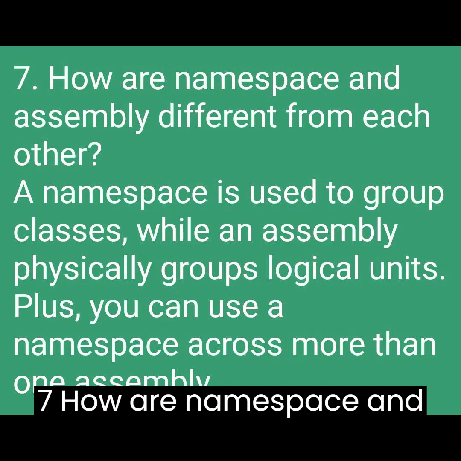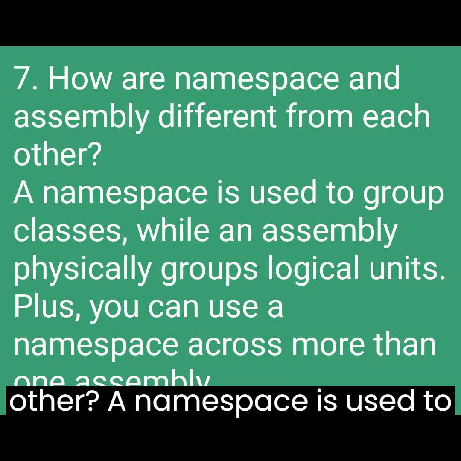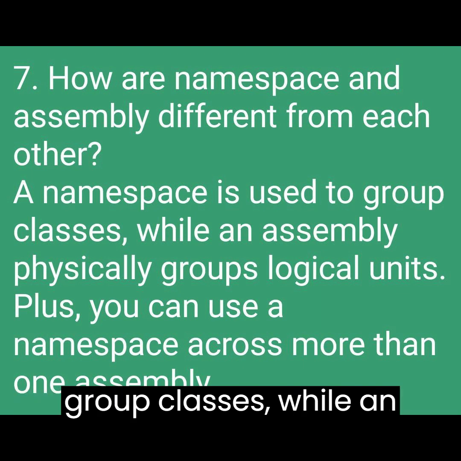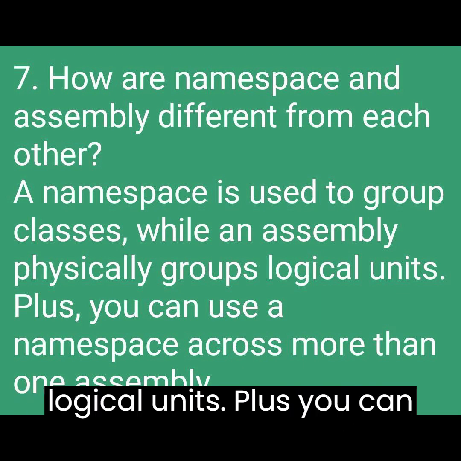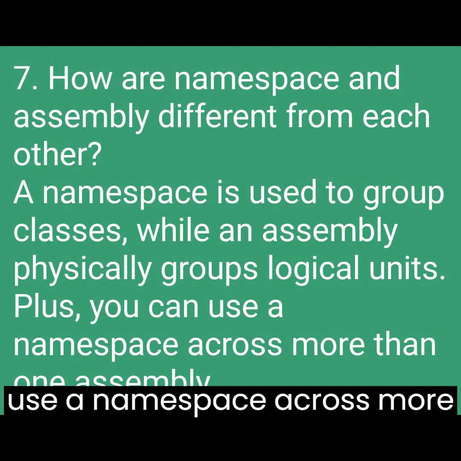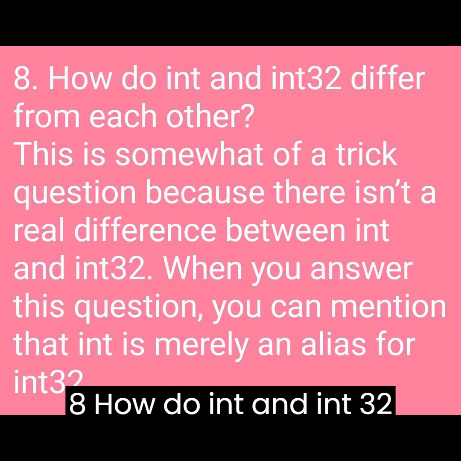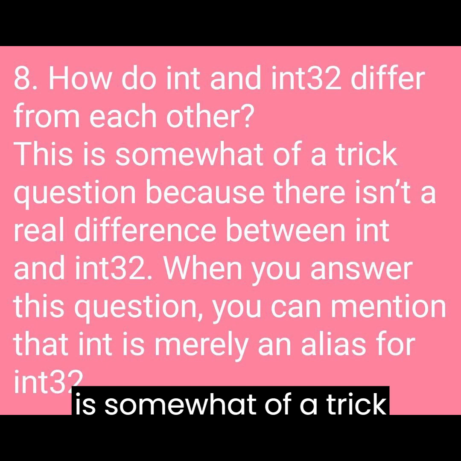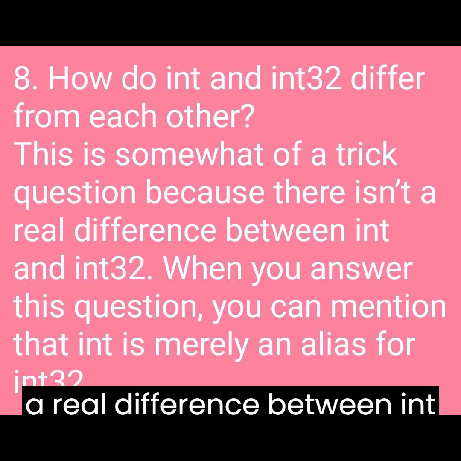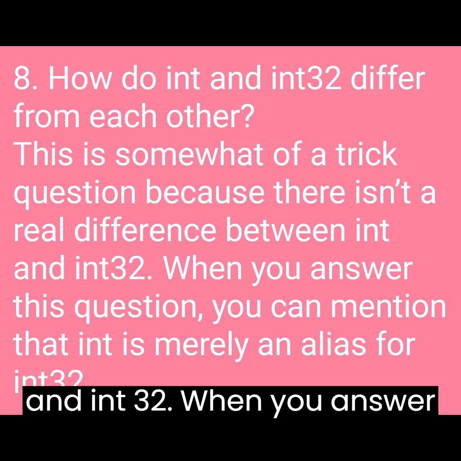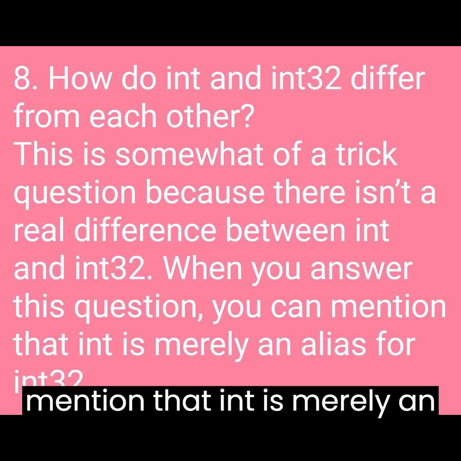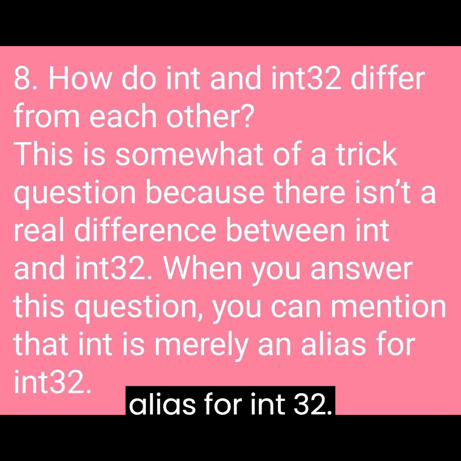7. How are namespace and assembly different from each other? A namespace is used to group classes, while an assembly physically groups logical units. Plus, you can use a namespace across more than one assembly. 8. How do int and Int32 differ from each other? This is somewhat of a trick question because there isn't a real difference between int and Int32. When you answer this question, you can mention that int is merely an alias for Int32.